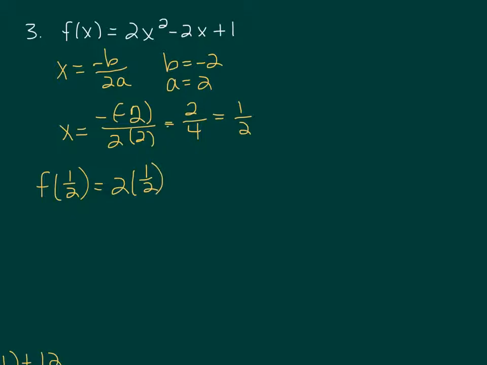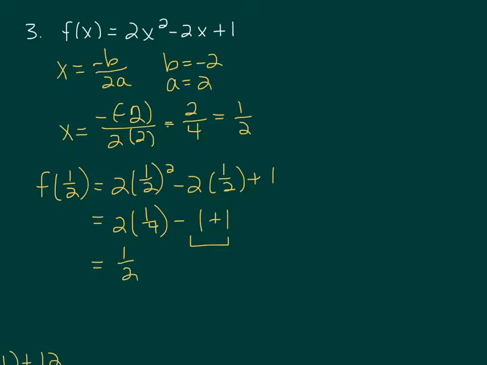So 2 times 1/2 squared minus 2 times 1/2 plus 1. This will be nice. 2, 1/2 squared, okay, maybe it's not. 1/2 squared is 1/4 minus 2 times 1/2 is 1 plus 1. So this is going to zero out, and we're left with 2 times 1/4, which is 2/4, which is 1/2. So our y value of the vertex is the same as the x value of the vertex. So our vertex is at 1/2, 1/2.